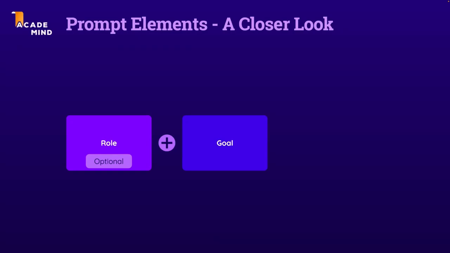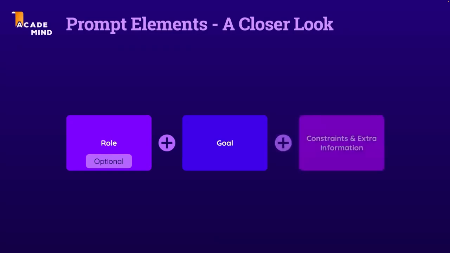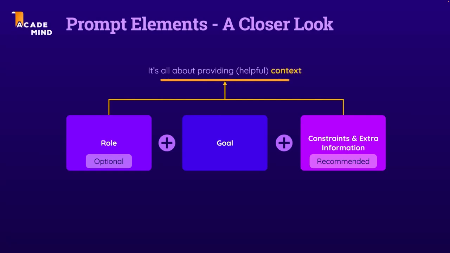Now, besides adding such an optional role, you can also add extra constraints or extra information to your prompt. And this is also optional, but highly recommended, since adding such extra constraints and extra information makes almost all prompts better, and therefore also makes almost all responses better. And in the end, both roles and extra information or constraints are, of course, all about adding that extra context, which I mentioned before.